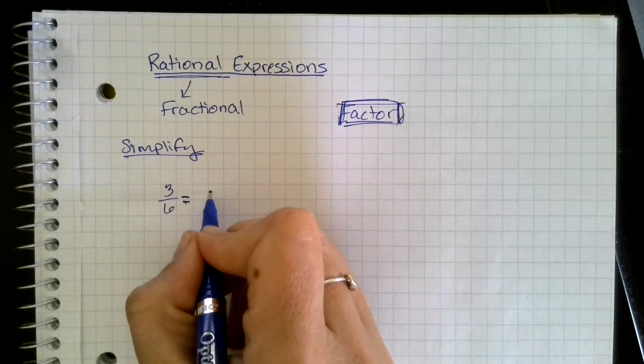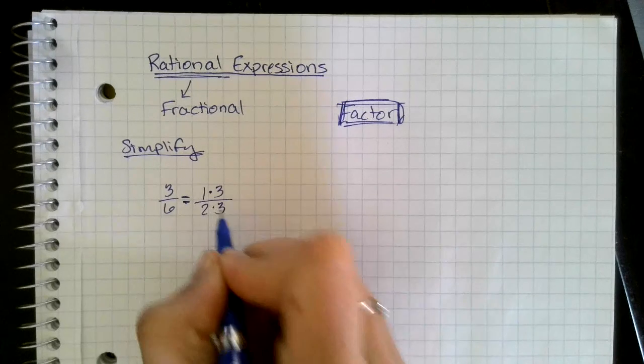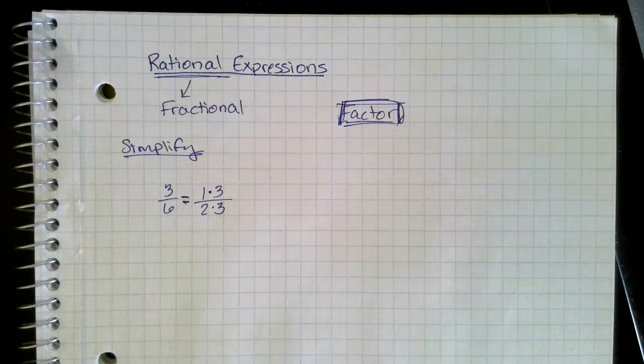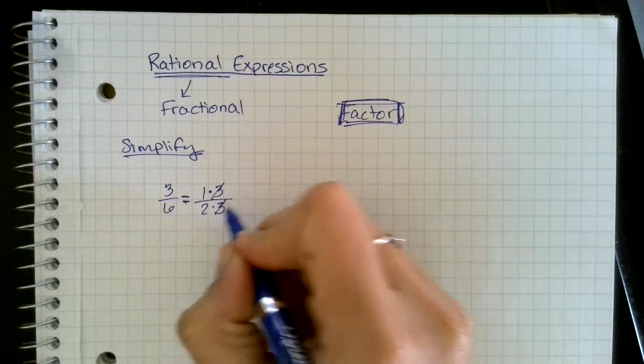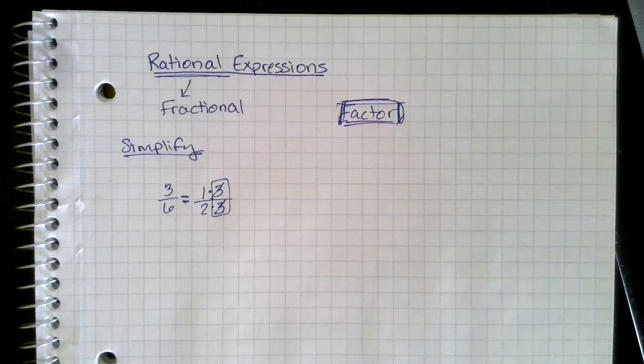So 3 is 1 times 3. 6 can be factored into 2 times 3. So the whole premise here is you are factoring things, and then you are looking for what you have in common from the top and the bottom. So we have 1 times 3 and 2 times 3. That means the numerator and denominator both have a 3 in common, which means we can get rid of those, because if you think of this, this is like the fraction 3/3. 3 divided by 3 is equal to 1.